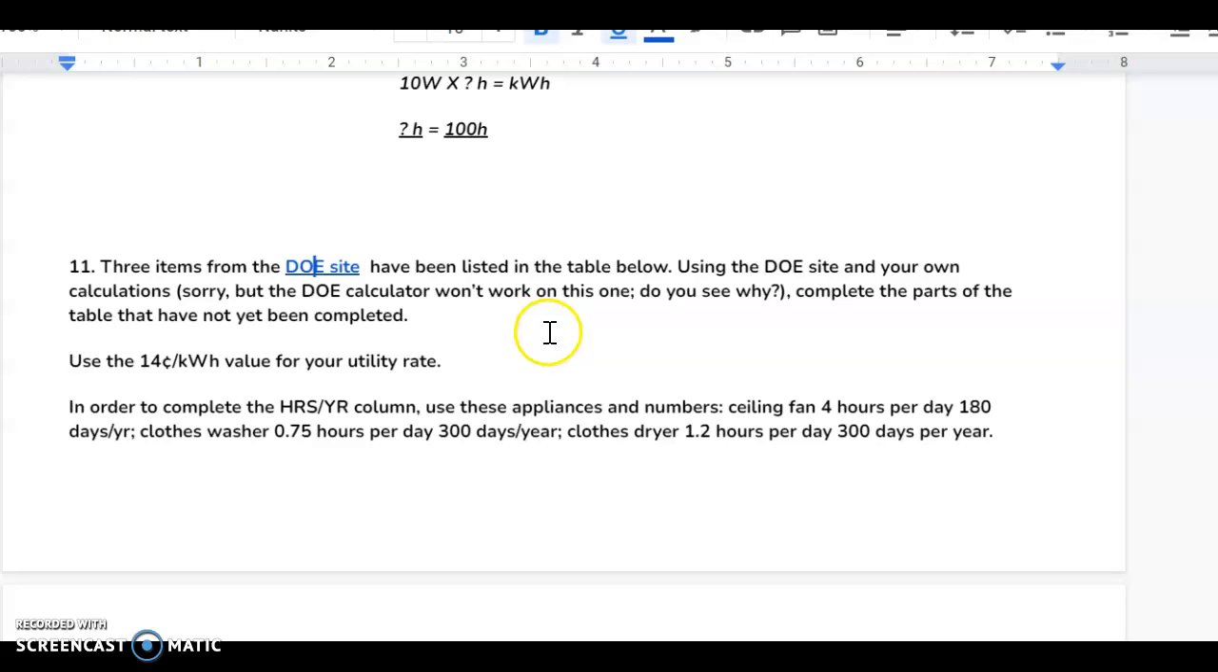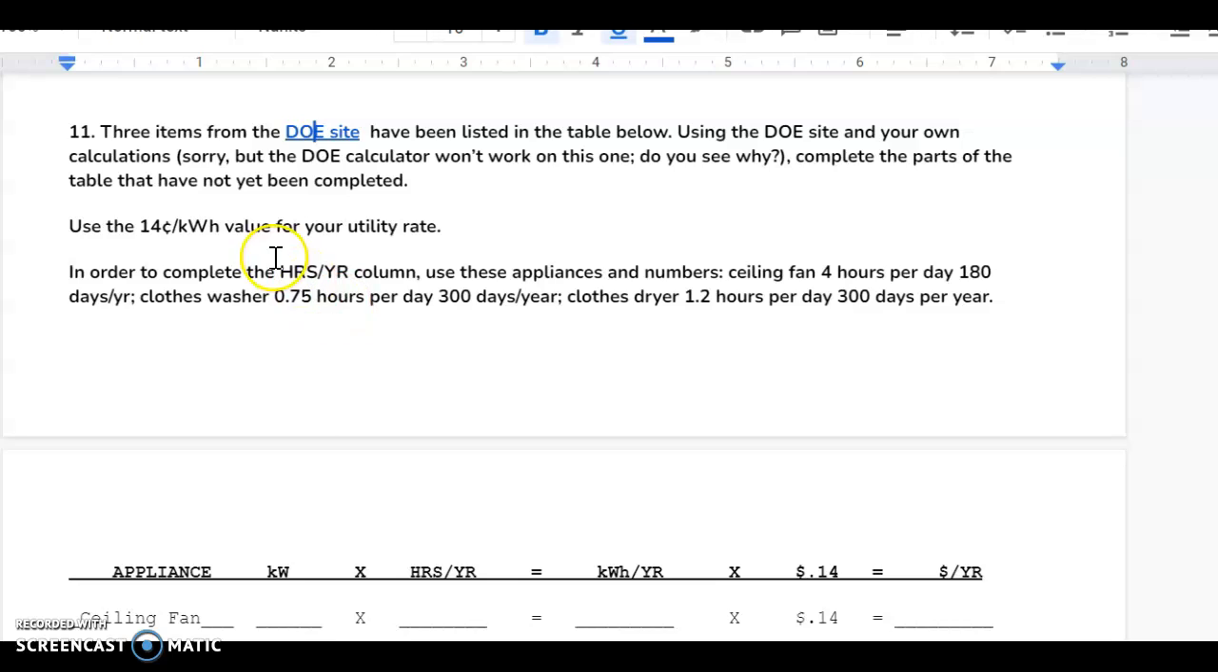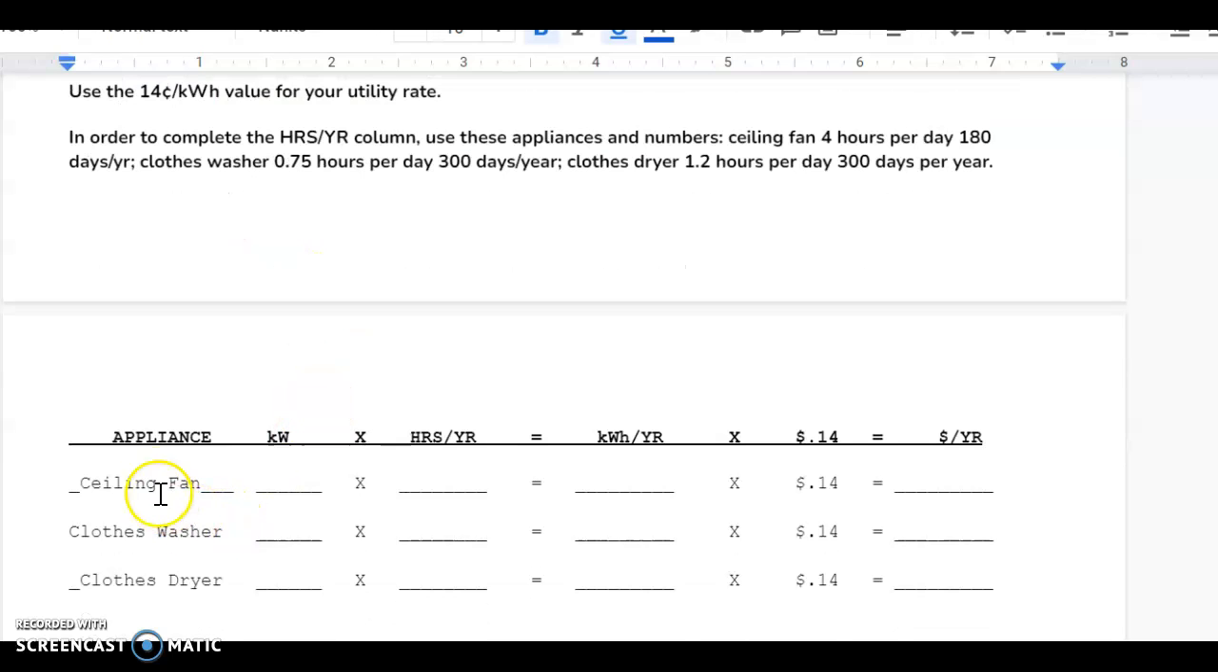Okay, so it says 3 items from the DOE site have been listed in the table below. Using the DOE site in your own calculations, because it does calculations, but we have a different number that we're using that it doesn't have, I think is the problem, if I remember right. So you complete the table and the calculations to get the answers. Down here: ceiling fan, clothes washer, clothes dryer. I think this one is ready to go.